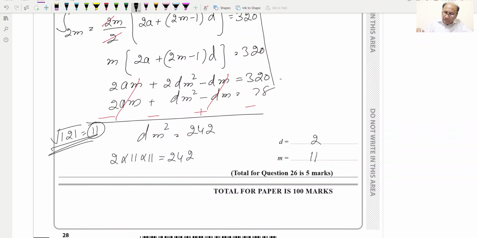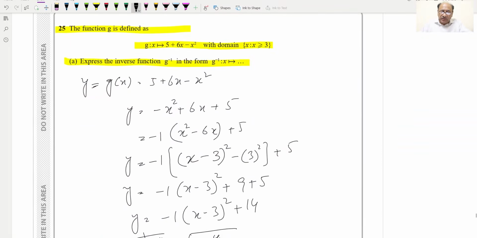Hopefully you understood this. So this is our final answer for this 5-mark question. So this paper is also done. Hopefully you understood each and everything.